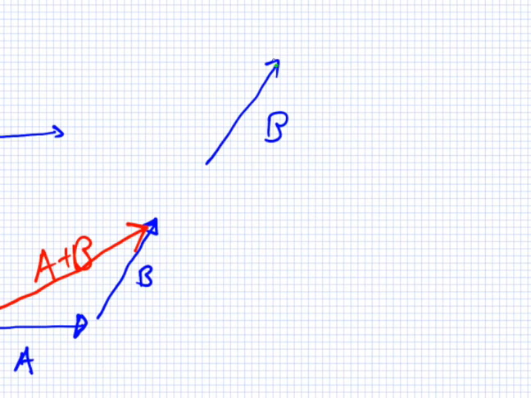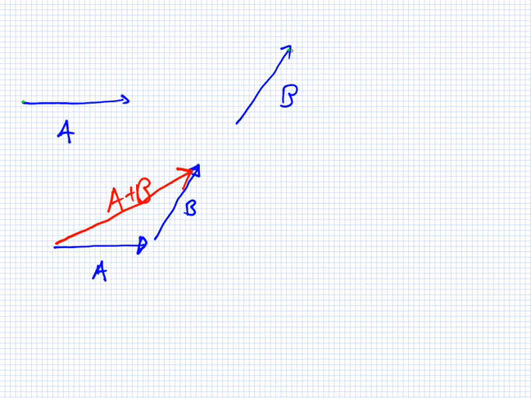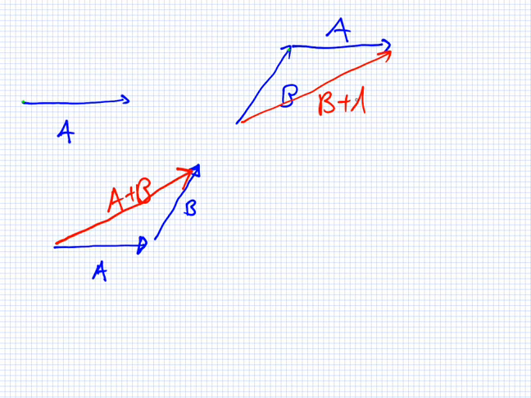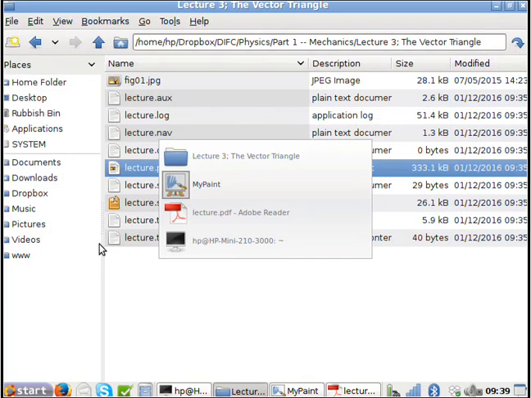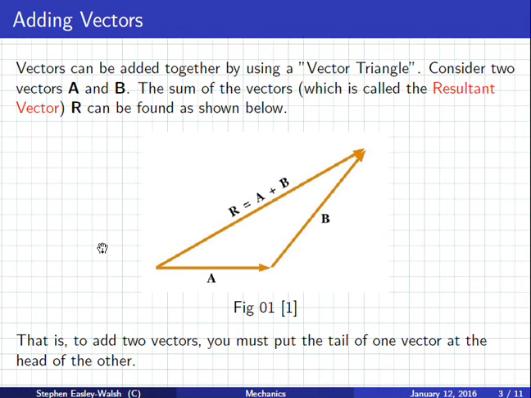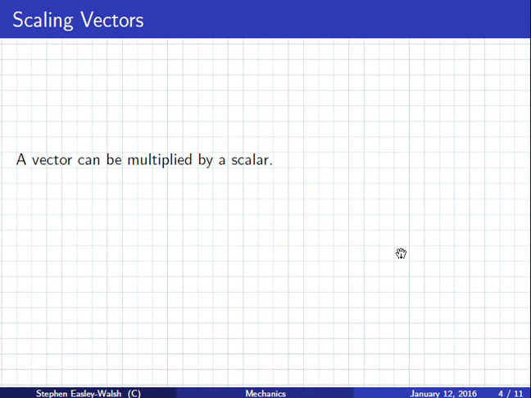Oh yeah, so interestingly, it doesn't matter which way around you did it. So for example, if you were to put the tail of A at the head of B and make B plus A, you can see it's the same vector. So that's useful to know.